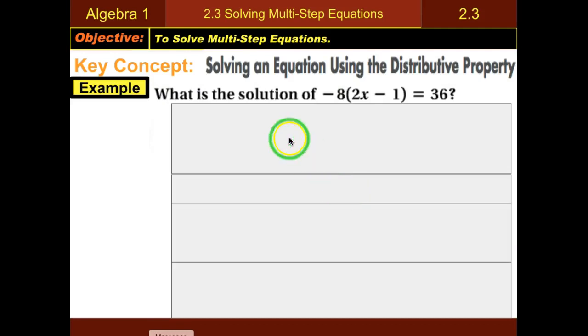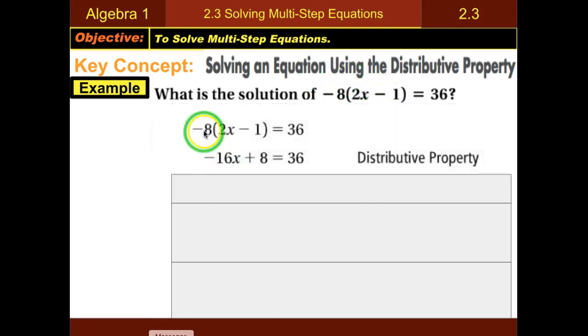The next one, this is an example, and this is using the distributive property. All right, now I know some of us struggle with the distributive property, but we're literally going to multiply the negative 8 times the 2x and then the negative 8 times the negative 1. So negative 8 times a positive 2x is negative 16x. Negative 8 times the negative 1 is a positive 8.